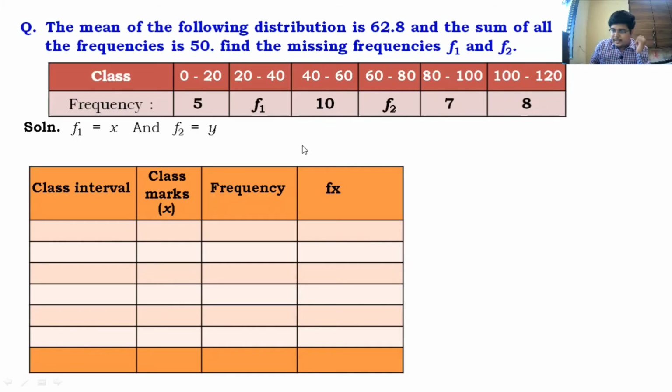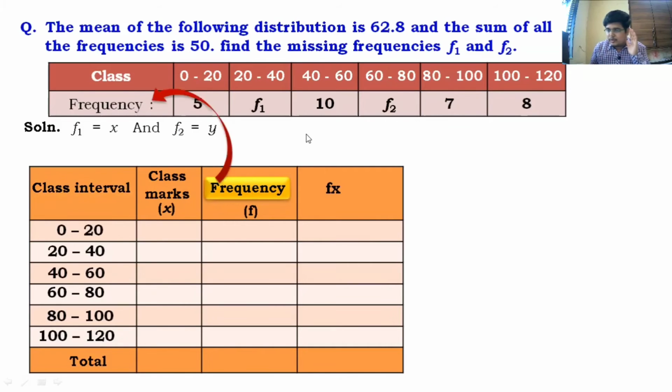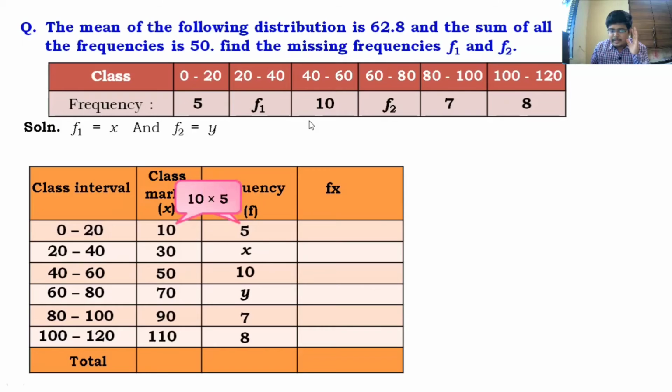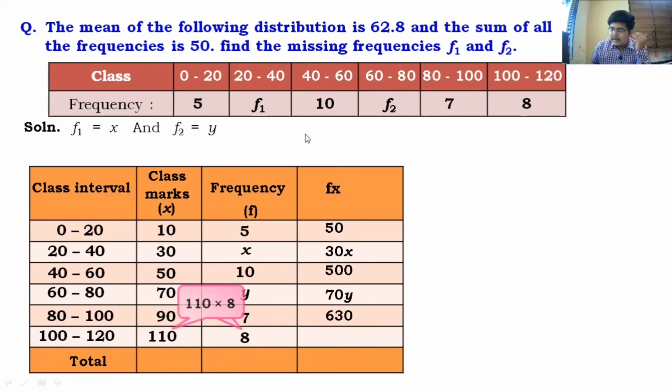All right, I hope you guys have already found the values. So here class intervals are 0 to 20 up to 100 to 120. Frequencies, we'll copy them. Now coming to class marks, the middlemost values, they will be 10, 30, 50, 70, 90 and 110. Then just multiply. So 50, 30x, 500, 70y, 630 and 880. I hope you guys have managed this. It's simple calculations. A little lengthy, but it's simple, definitely manageable.